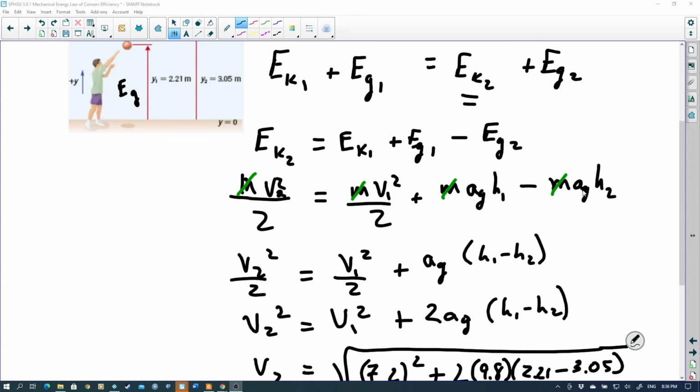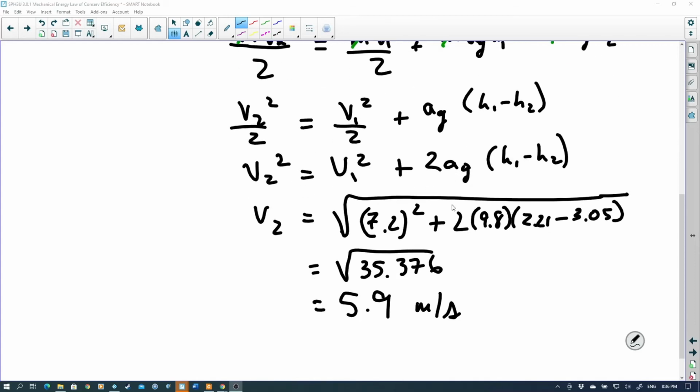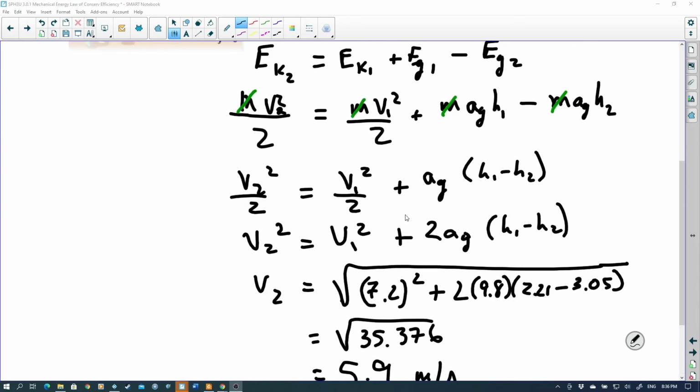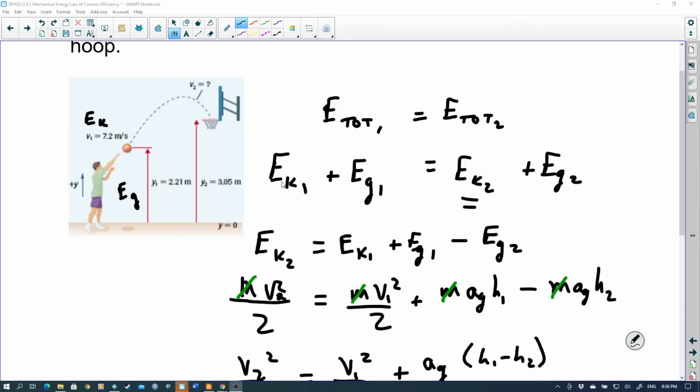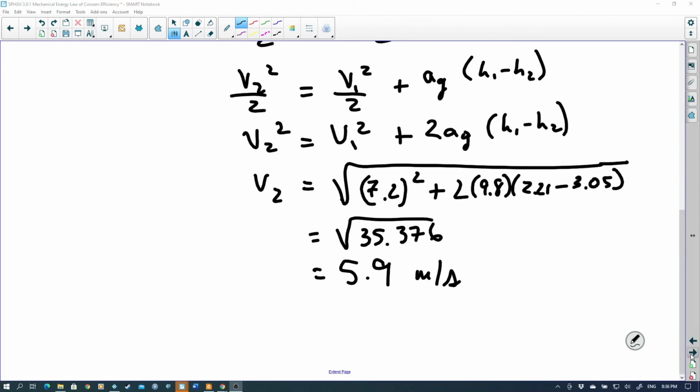I showed that you can cancel out all the m's. That just makes the math a little bit easier. I also discussed the fact that because we're trying to isolate v2 squared, we're going to have to multiply everything by 2. So every term on both sides gets multiplied by 2. That means the 2 disappears here, the 2 disappears here, and then there's a 2 that appears in front of the ag, in front of the ag, I mean. And then it's just a matter of plugging in all the numbers and using your calculator to find the answer. If you wanted to, you could have plugged in all the numbers for EK1 here, all the numbers for EG1 here, all the numbers for EG2 here, then rearranged. But as I mentioned before, this way is a little bit cleaner.